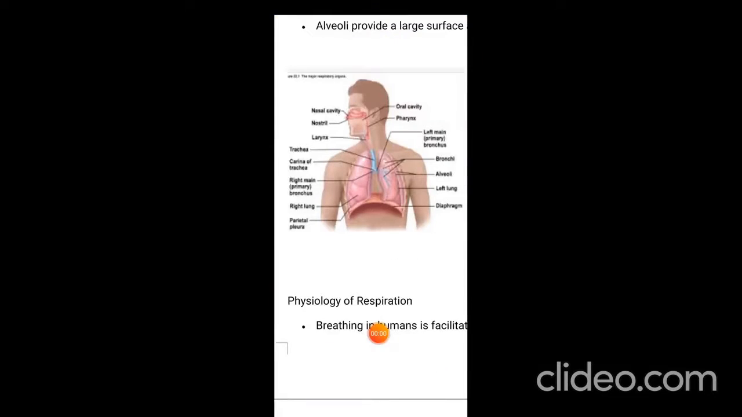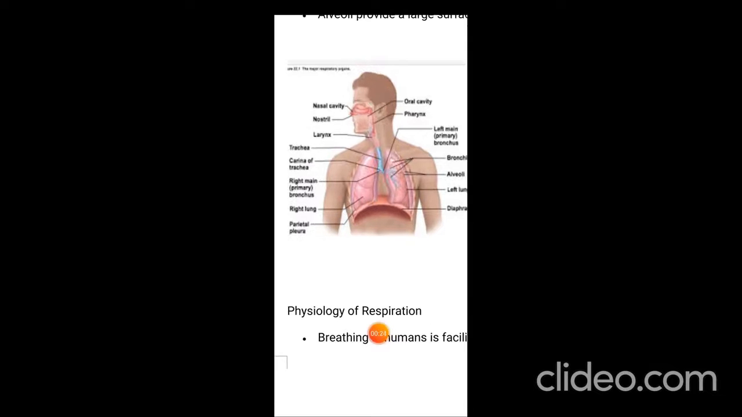Now we move into the breathing system, that is how respiration takes place in human beings. Before entering into this, I am showing this diagram directly from a downloaded copy, because the diagram which I have drawn is not visible properly. So first of all, I apologize for that.